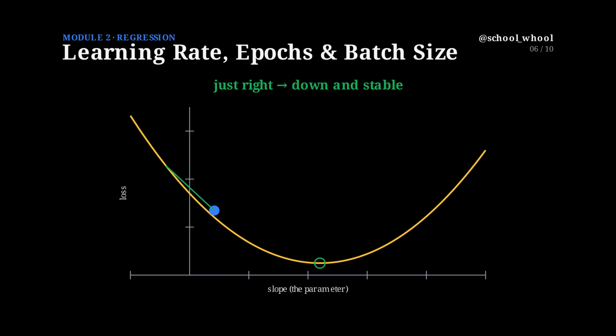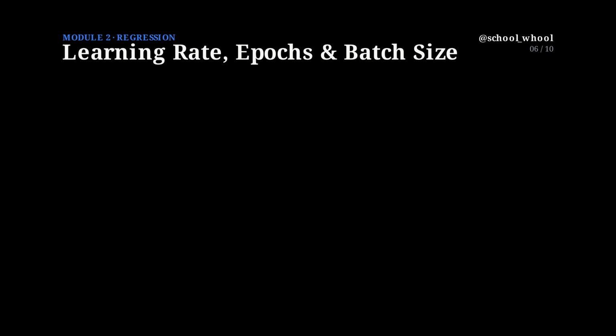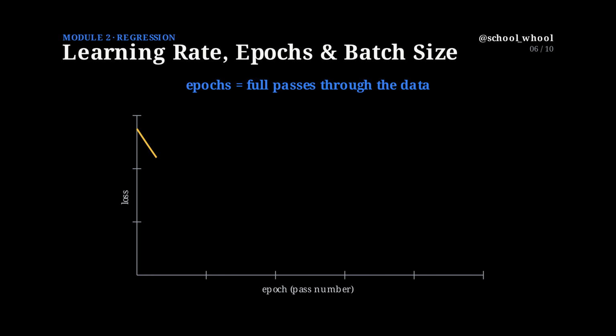Steps large enough to move quickly, but small enough to settle gently into the valley. Down, and stable. Next, epochs. One epoch is a single, complete pass through all of your training data. Train for more epochs, and the loss keeps falling. Quickly at first, then leveling off as the model runs out of new things to learn.